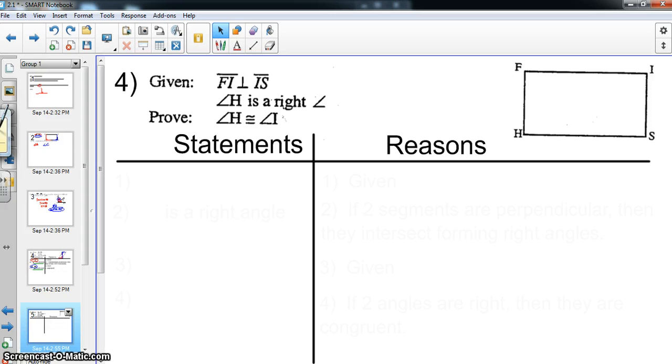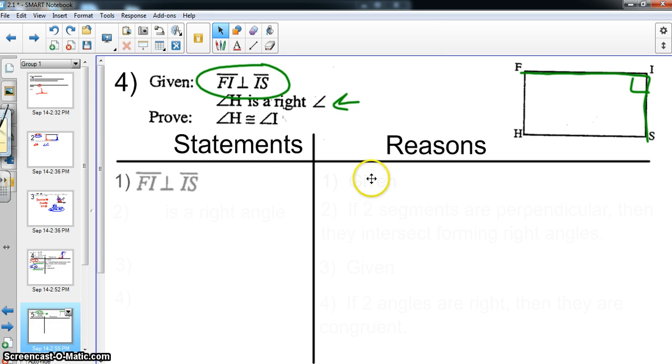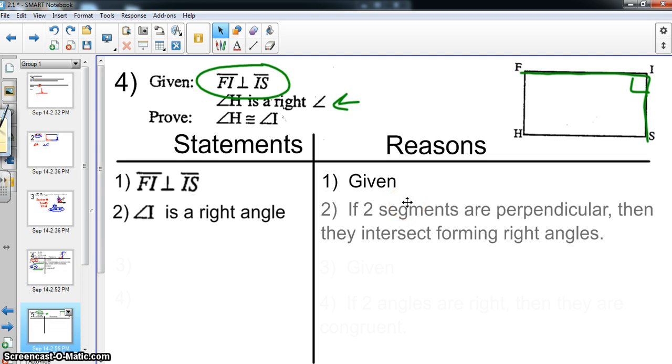The next proof is a little different, it's a little easier, because we are given that one of the angles is already a right angle. Our information with the given that FI is perpendicular to IS tells us that this angle must be a right angle. We first start with our given information. We can state the angle that is marked, angle I, is a right angle. Same reason we just used before. If two segments are perpendicular, then they intersect, forming right angles.